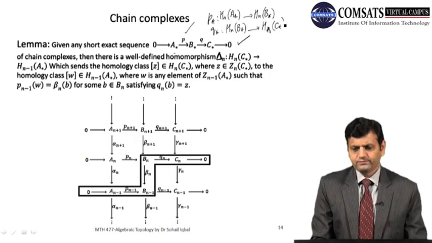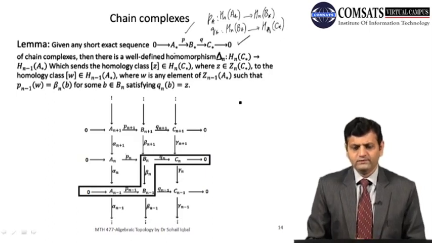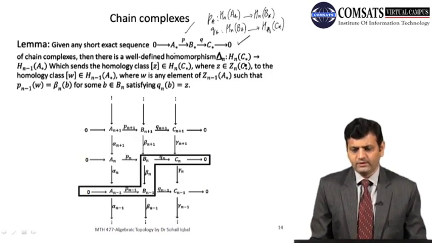Hn C star. Now if we have a short exact sequence of chain complexes, then we have an extra map from Hn C star to Hn minus 1 A star. So notice that this is Hn and this is Hn minus 1 of A star. So how is this map defined?